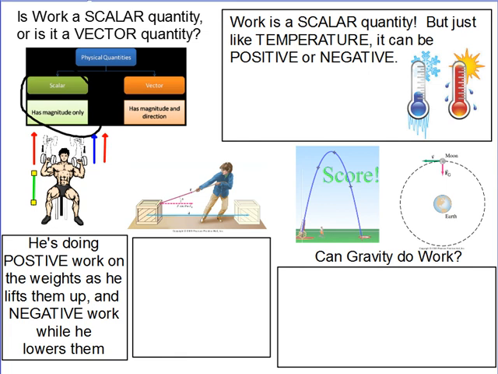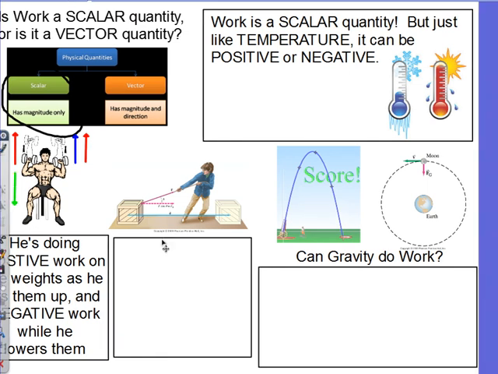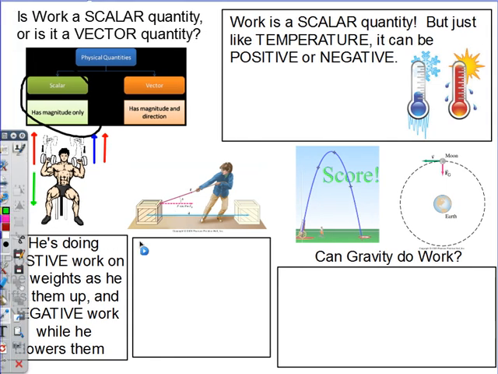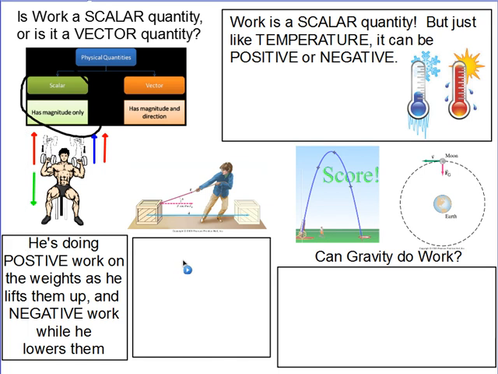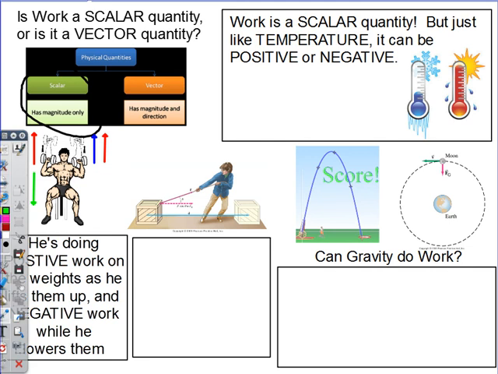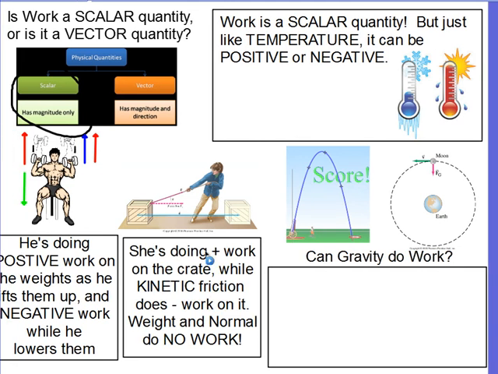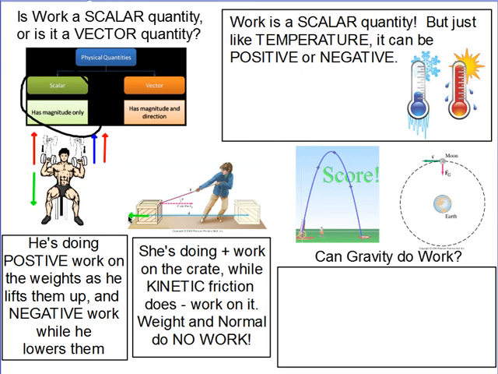He's doing negative work. Here we have that situation again of the woman pulling that crate. Sure enough, she's doing positive work since the force that she's exerting is in the direction of the object's motion. There is kinetic friction that's acting. That kinetic friction would be acting in the opposite direction of the object's motion. So therefore, kinetic friction is doing negative work.